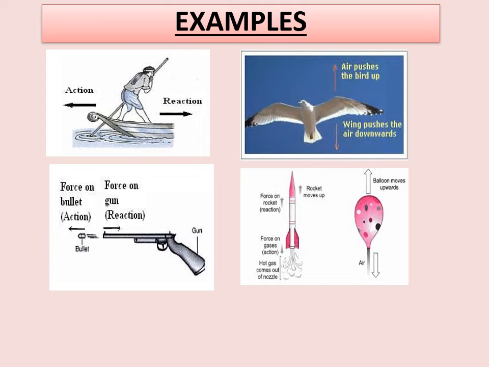So in the first picture, a person is towing a boat. He is using a paddle to tow the boat. When he pushes the paddle in one direction, that is action, and the movement of the boat in the other direction, that means the motion of the boat in the forward direction. The movement of the paddle is in the other direction. In that way you can see the action and reaction. So the motion of the boat is in the forward direction, and the paddle pushes in the backward direction. That is what you are seeing in the picture.